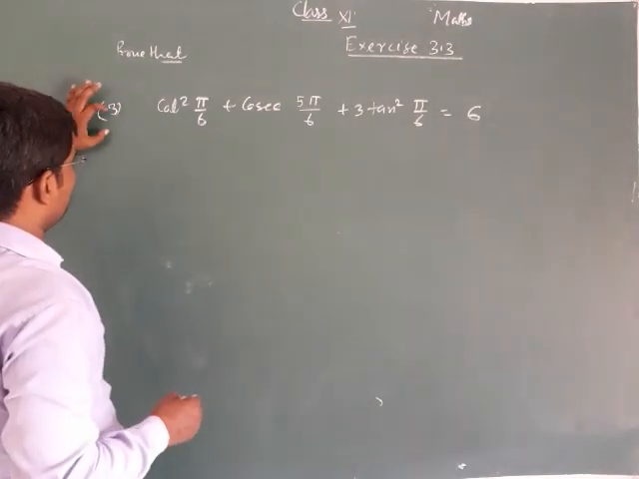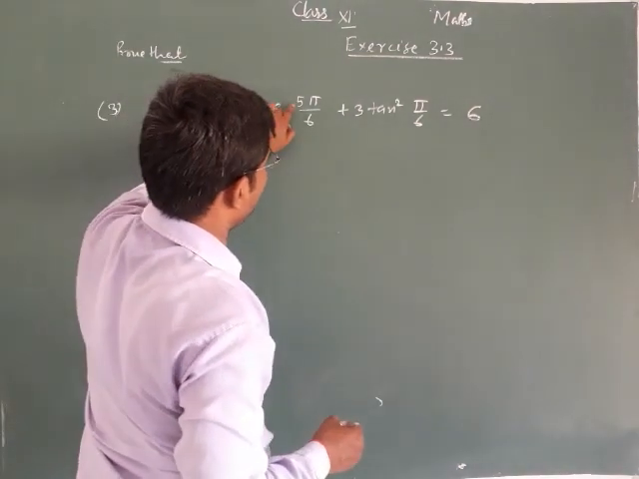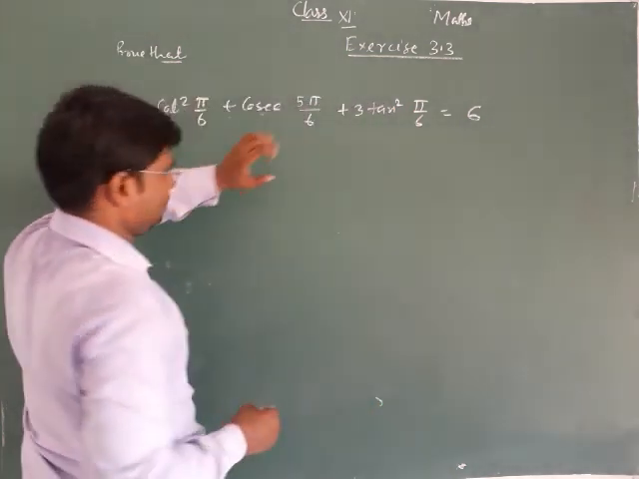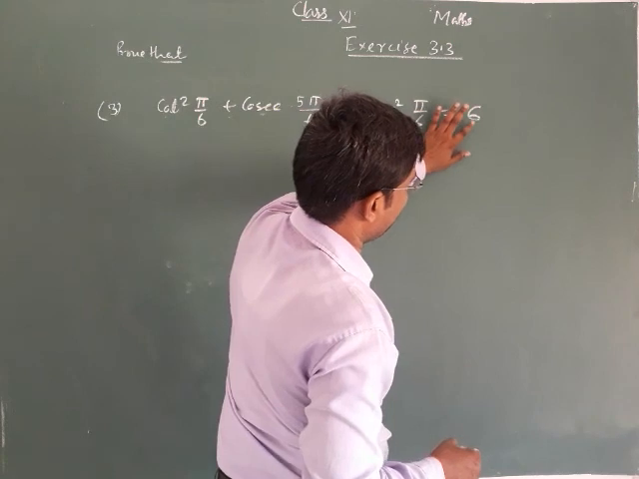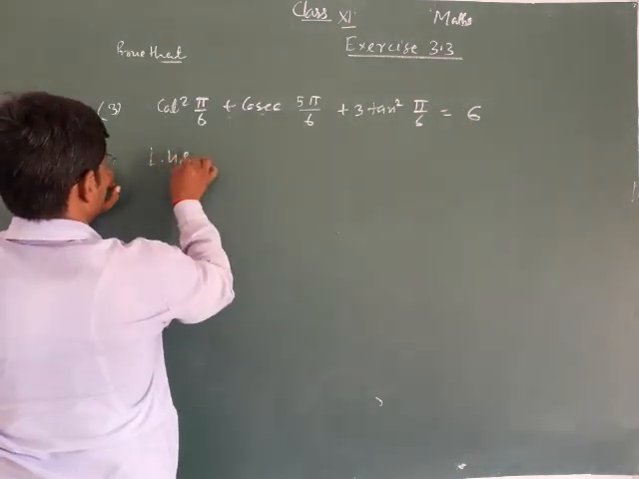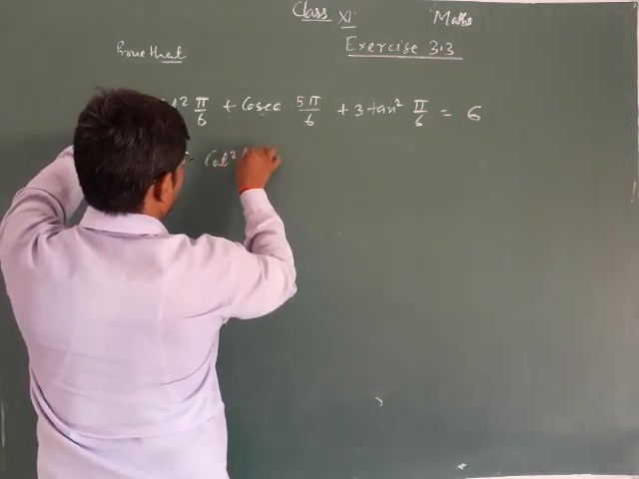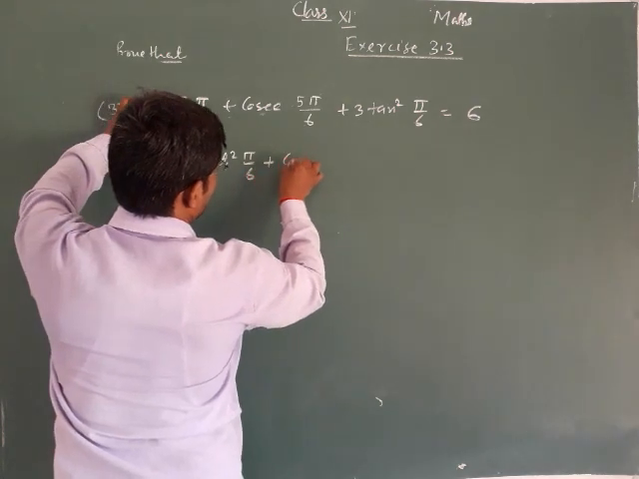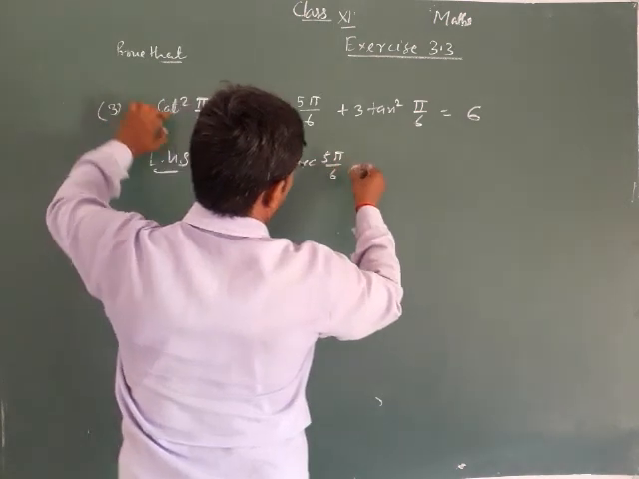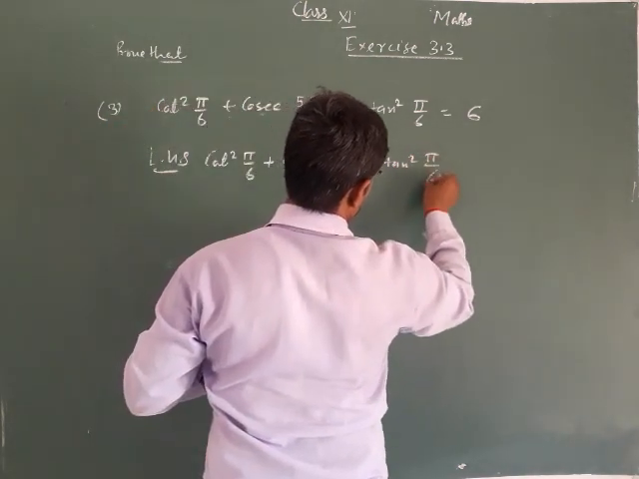Prove that, question number 3: cot squared π/6 plus cosec 5π/6 plus 3 tan squared π/6. Now prove the result. Taking LHS: cot squared π/6 and cosec 5π/6 and plus 3 tan squared π/6.